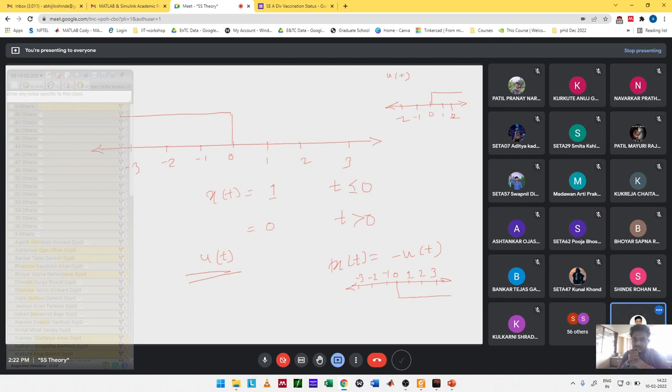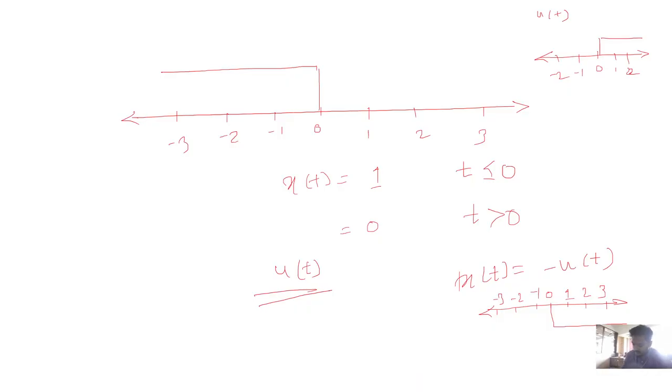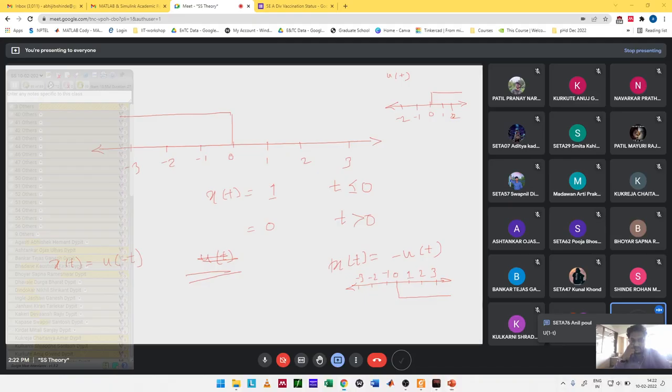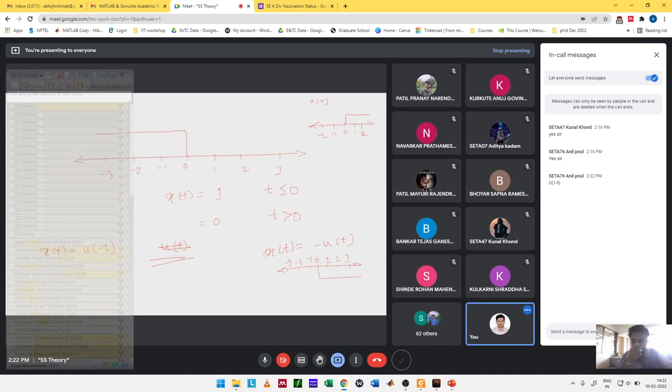Am I right? Do we have to reverse it in amplitude? No, in what do we have to do it? In time. Right? So instead of that, if I write x of t is equal to u of minus t, then will it be 1 minus t, or will it be u of minus t?